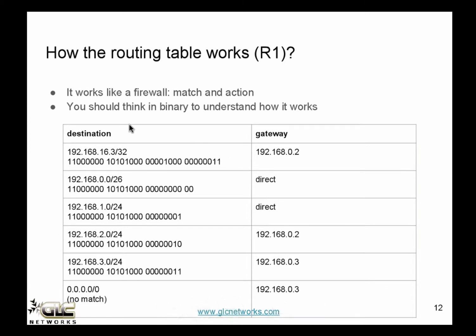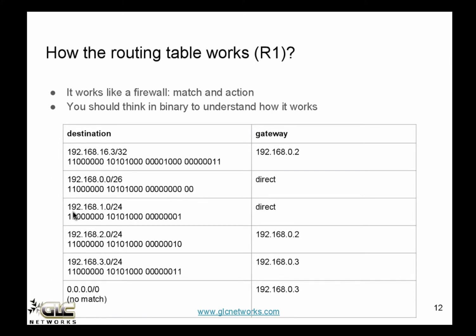Okay, so I really suggest you think in binary, in order to avoid confusion. For example, we have a routing table like this. The first entry is 192.168.16.3/32. So it means the IP address length is 32 bits, so we just put 32 bits here on top. And the second entry is /26, so it's going to be like this. The first 26 bits should match the pattern here.